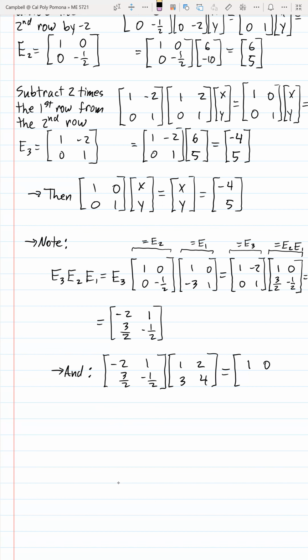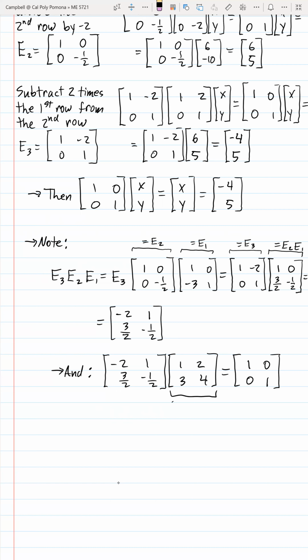Going down to the next row, the second row for the first matrix, I get a 1 times 3/2 is just 3/2 plus a negative 1/2 times 3 is a negative 3/2. That's just going to give me 0. And then last but not least, I have the second row in the second column. 3 halves times 2 is just 3 plus a negative 1/2 times 4. That is just a negative 2, and I get a 1. And sure enough, I end up with an identity matrix.